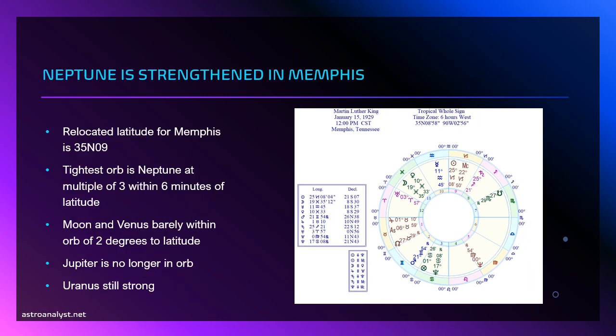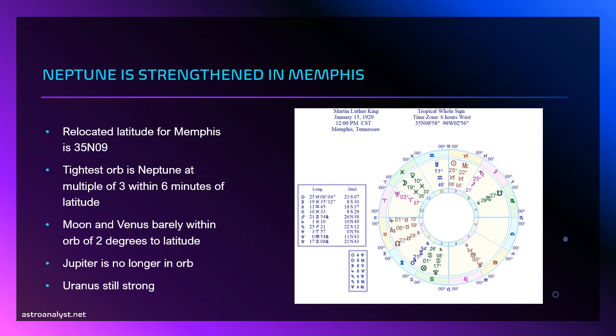Now let's look at his Memphis chart. Relocated to Memphis, where he was assassinated in April. I believe it's April. We'll look at the next chart in 1968. Similar to Bobby Kennedy. So the relocation brings the latitude not very much different than Georgia, Atlanta. It's up 35 degrees north instead of the 33 we saw.